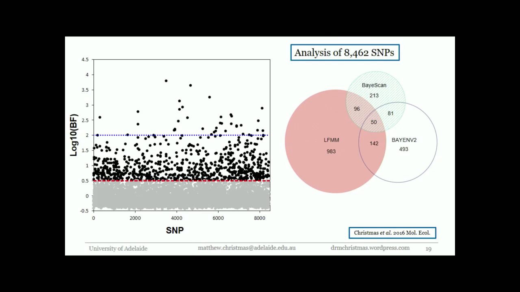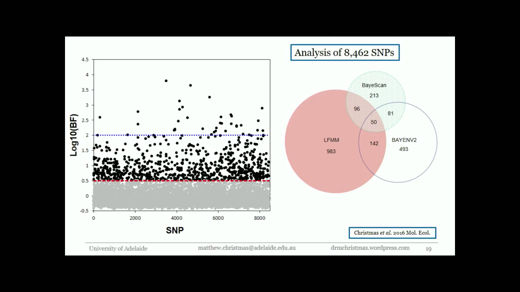So in this analysis, we analyzed 8,462 SNPs distributed over the 970 target genes. Firstly, we looked at these outlier SNPs using this program called BayeScan, and that identified all SNPs that were displaying greater differentiation than expected by chance. Then we carried out two genotype environment association analyses using LFMM and BayPass v2, looking for significant associations between the SNP variants and the environment. And by environment, we were mainly talking about rainfall and temperature.